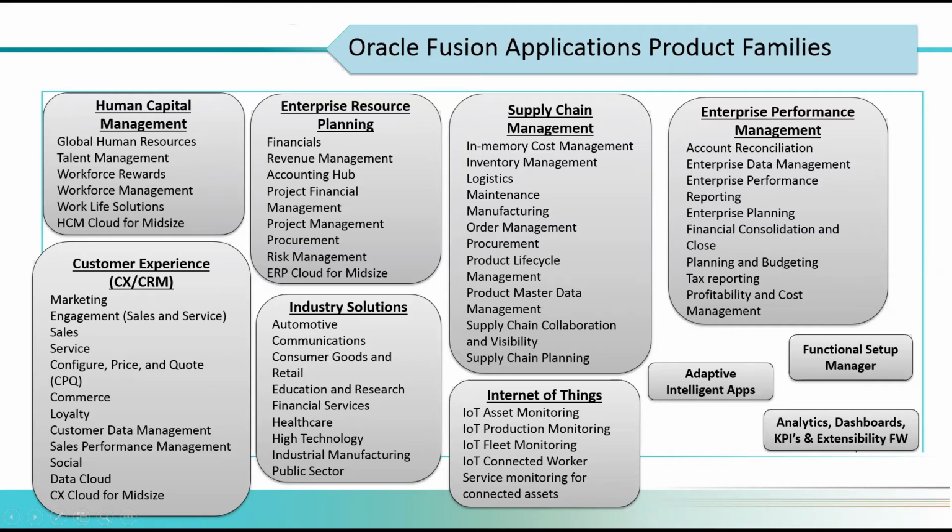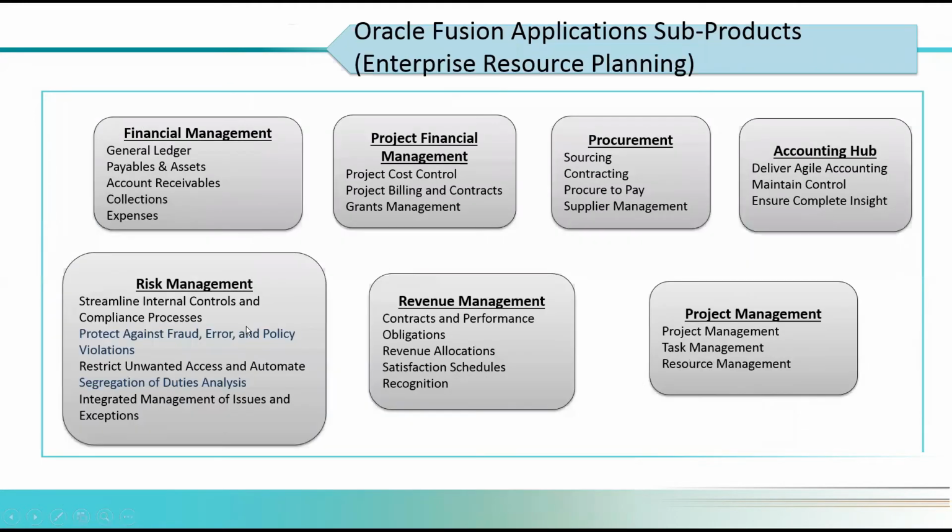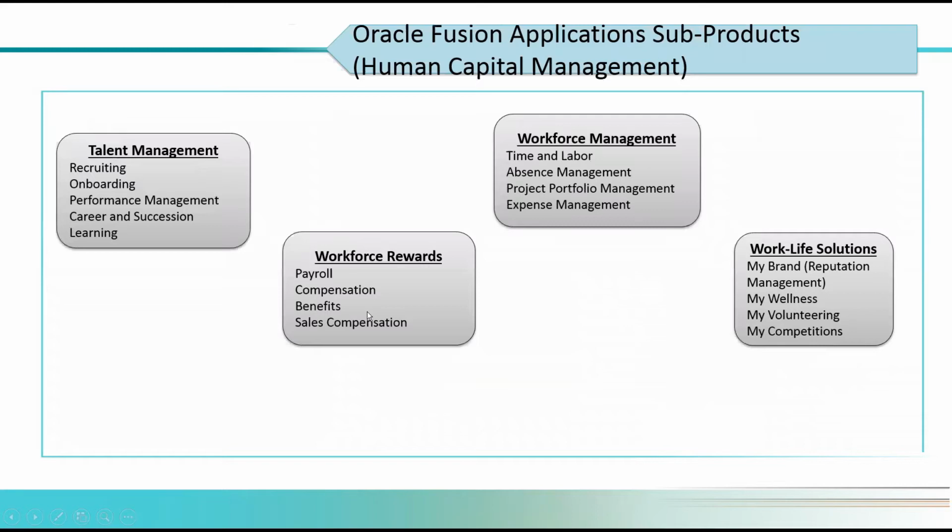Extensibility framework means extending the Fusion application. They will offer you an application and you can personalize it, customize it. All those extensibility options are also offered as part of the Fusion application product family. So these are all the Fusion product families which are offered as part of the Fusion applications. And each, for example, human capital management or enterprise resource planning, again has a subset of product families. Enterprise resource planning has financial management, risk management, revenue management. Human capital management will have sub-product families. So every product will have its sub-product families. It's a very vast product family.